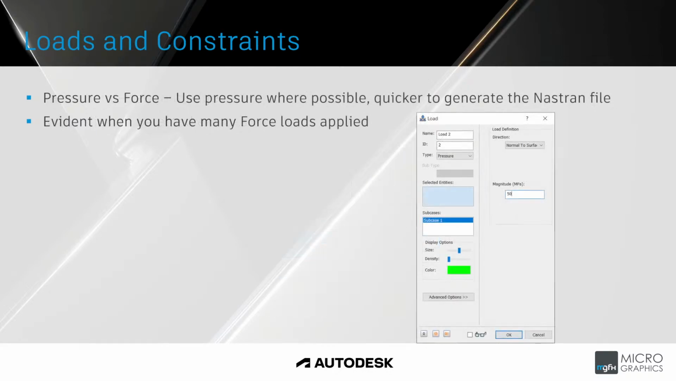Okay. Another thing that you might not be aware of is pressure versus force. If you use pressure instead of force, it is quicker to generate the Nastran file. So if you are running a simulation and you've got a lot of force loads applied to your model, then try and use a pressure load instead, because it will run that Nastran file quickly. Remember, all of these tips and tricks are trying to get us to run an analysis as quickly as possible, and this is something that will assist you over here.